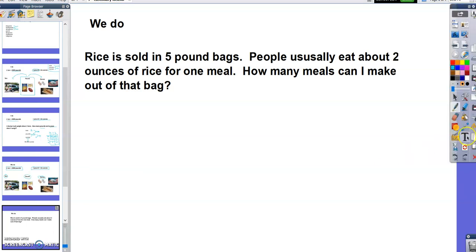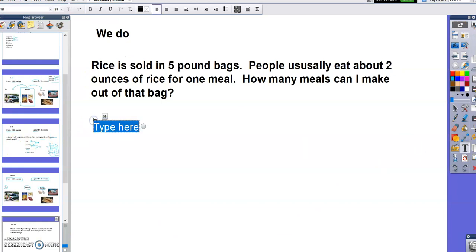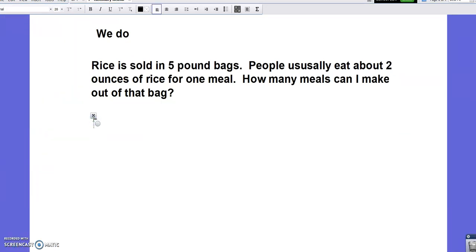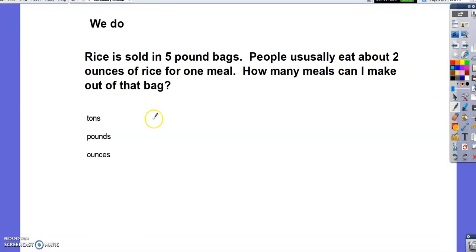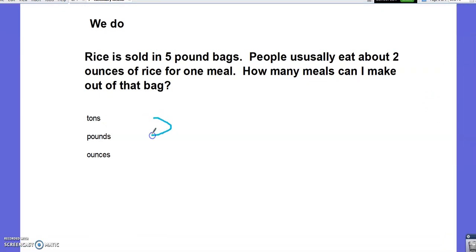So I do know I'm going to have to do some converting, so I'm going to go ahead and set that up first. I know the biggest unit is tons. The next biggest unit is pounds. The next biggest unit is ounces. And as we talked about before, the converting is going to go like this. 2,000 pounds makes a ton. We're not going to need that one, but I'm going to go ahead and write it because there's nothing to do with tons in this problem. And then pounds to ounces is times 16.